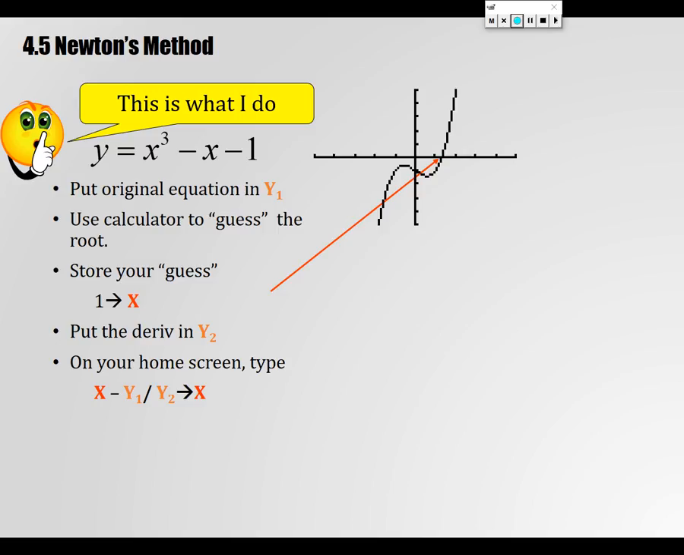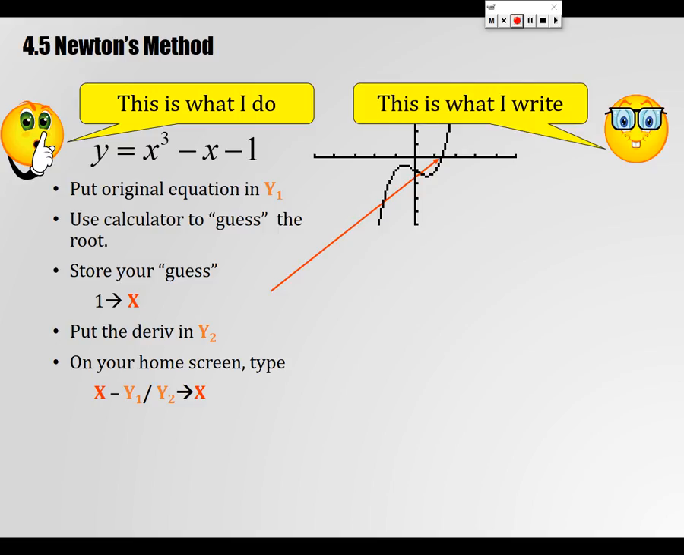So this is not an equal sign. It's not saying this is equal to this. It's saying this will be the new x. It's assigning it now to the value of x. And now x will not be what it used to be.